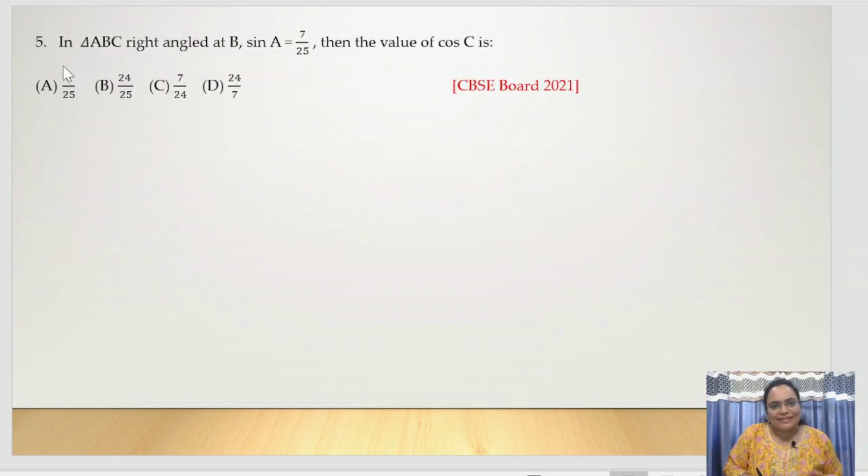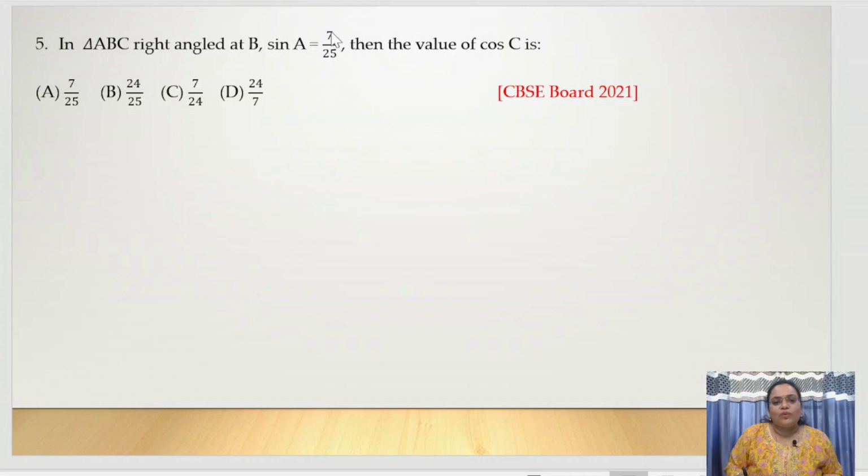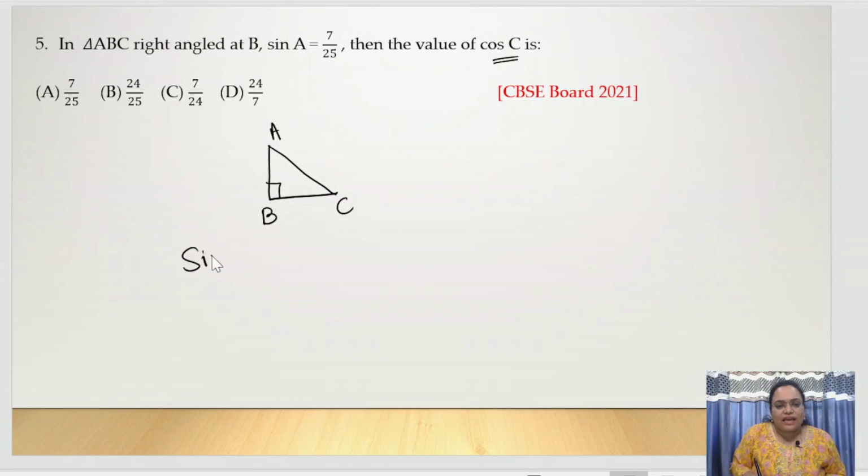So let us solve the next question. In triangle ABC, right angled at B, sin A is equal to 7 by 25. Then find the value of cos C. This is the right angle triangle, it is right angled at B. This is A and this is C. They have given us sin A is equal to 7 by 25.